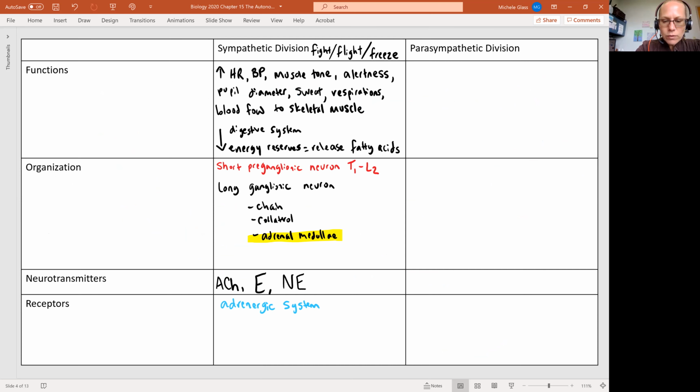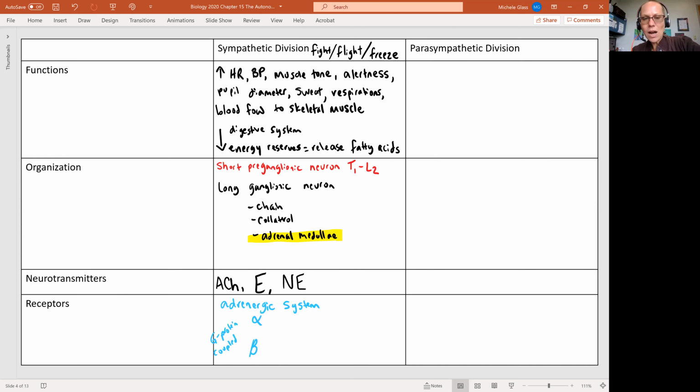Now, these alpha and beta receptors are both going to be classified as G protein coupled receptors, meaning we've seen this before, right? Meaning the neurotransmitter epinephrine or norepinephrine binds, and then you activate or deactivate the G protein, and the G protein in turn is activating a second messenger, and the second messenger actually makes the change in the cell, right? So we talked about that before.